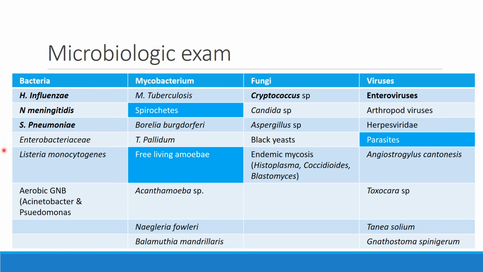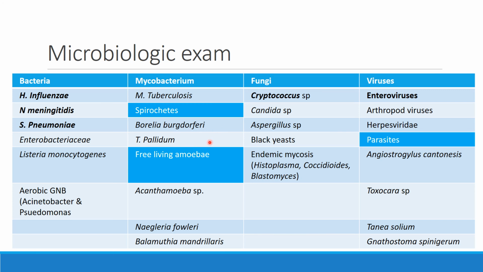We would also be able to grow any other Enterobacteriaceae, aerobic gram-negative bacilli, Listeria. These are all much less common causes of bacterial meningitis. Mycobacterium tuberculosis, you would have to order a special culture for that because this would not be found on normal cultures. For spirochetes, so Borrelia burgdorferi, which is the causative agent of Lyme, and T. pallidum, which is the causative agent of syphilis.